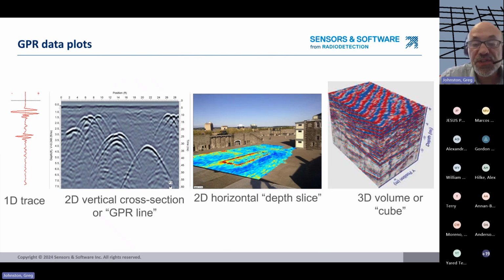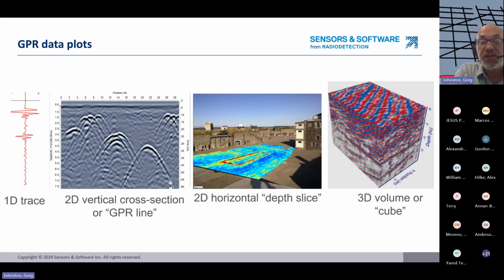So as I mentioned, there's several ways of displaying GPR data in EKKO Project. The most basic GPR data is a single trace. A trace is a recording of the signals that arrive at the GPR receiver after the GPR transmitter is fired, when the transmitter and receiver are located at one location. This is 1D data. A series of traces at different positions with equal spacing creates a GPR line, which is a 2D vertical cross-section of the subsurface.